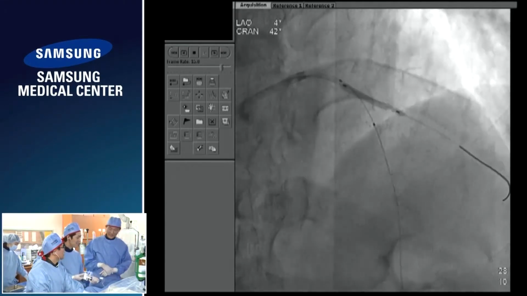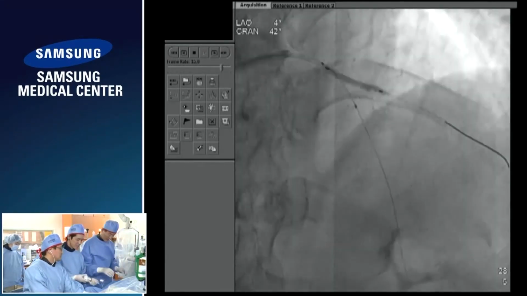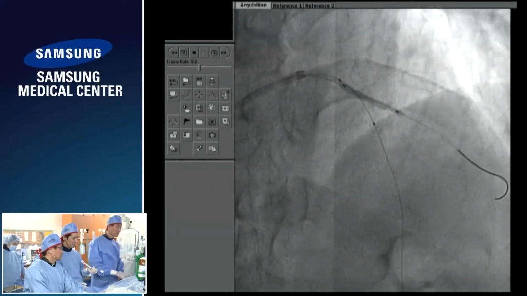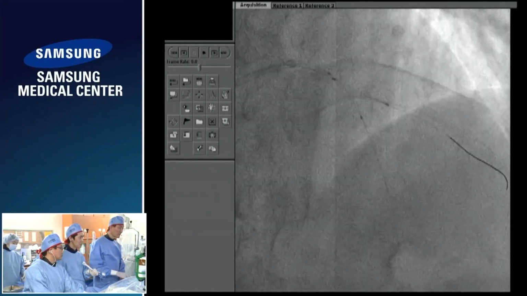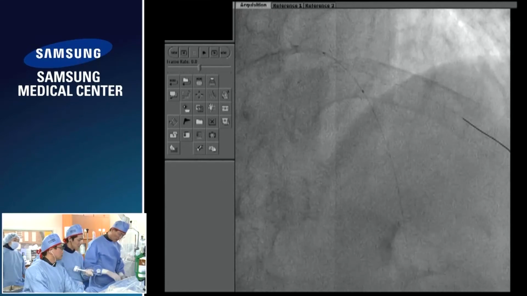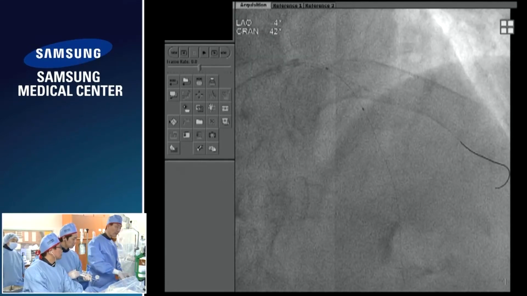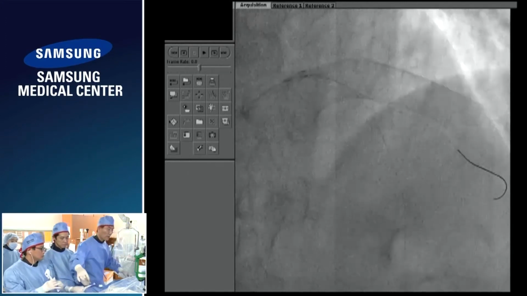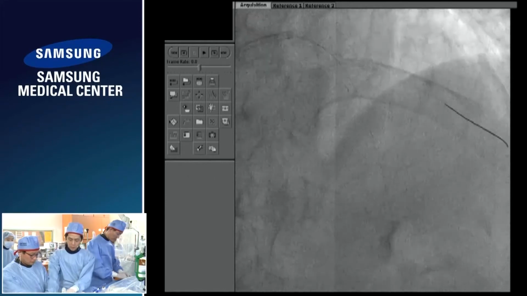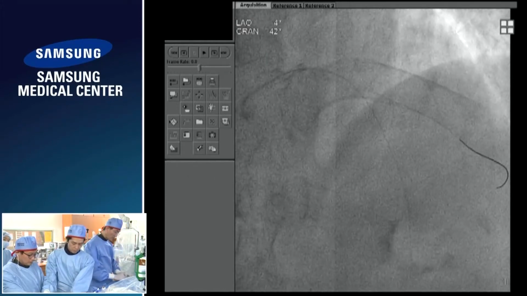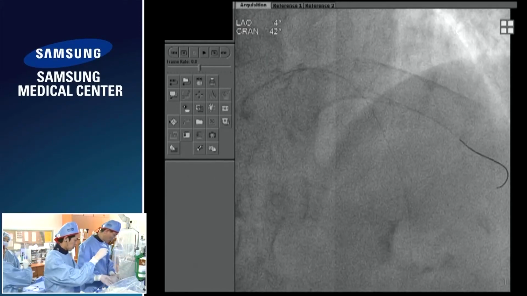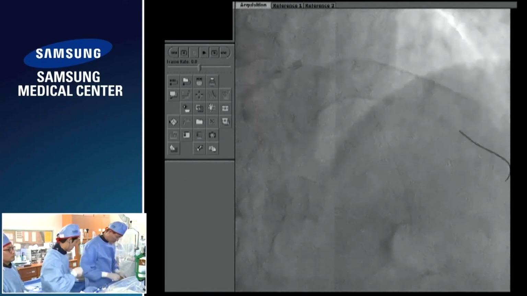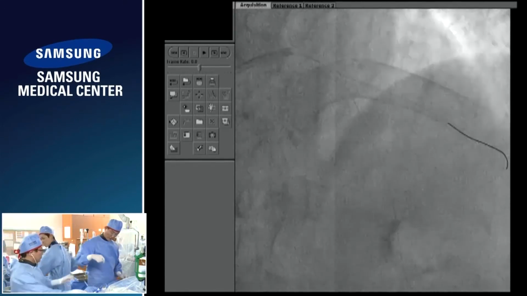Deflation. Inflation. Actually, I do the final POT. Maybe for the purpose of a live demonstration, I do the IVUS now to look at the ostium of the distal main vessel.